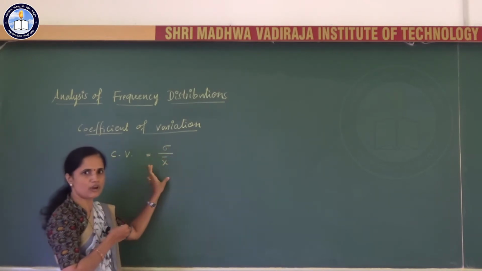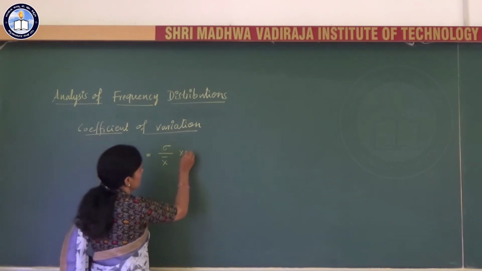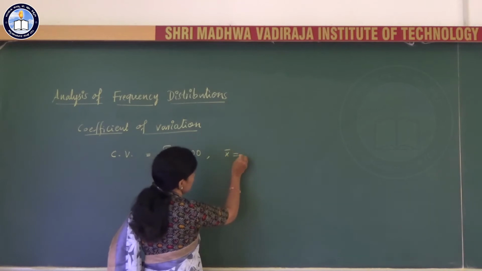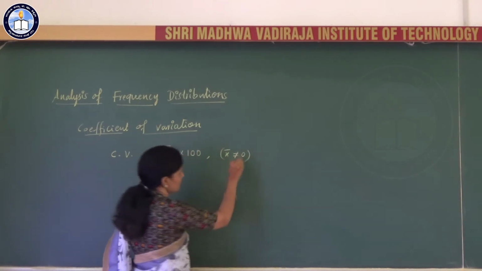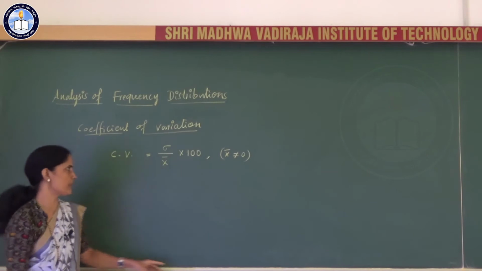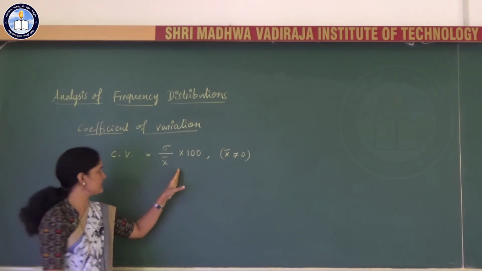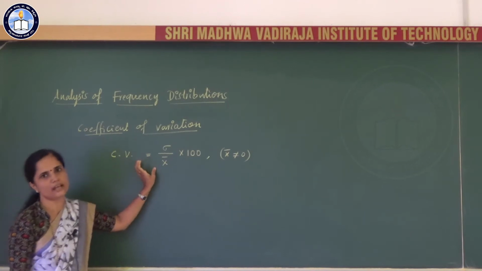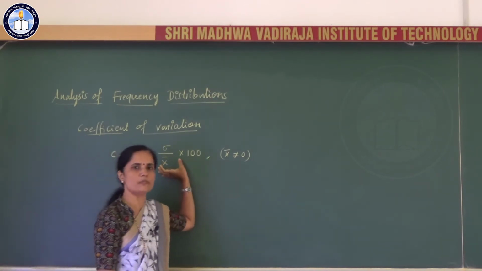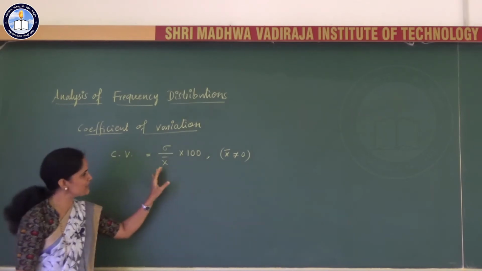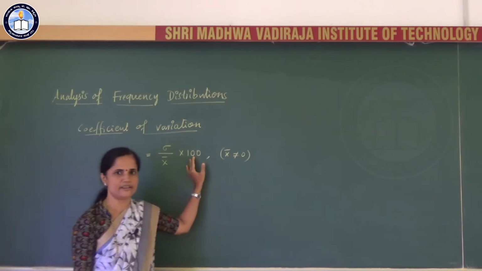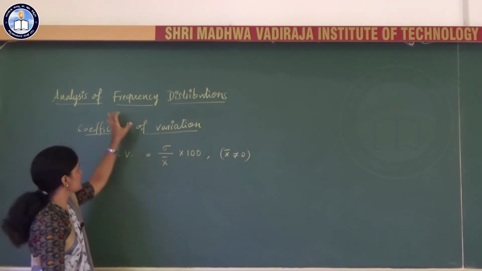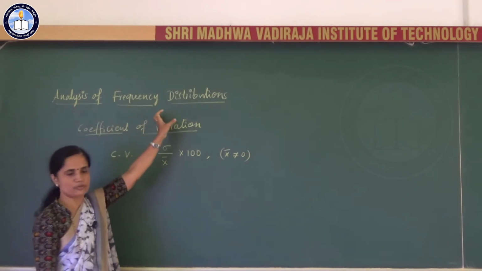We will get a small fraction here. Therefore, we will multiply it by 100. If we write the terms like this, you must know this condition: mean cannot be equal to 0. Therefore, the coefficient of variation of any series can be calculated by using the formula standard deviation divided by mean into 100. Okay. So, how to use this coefficient of variation in the analysis of the distributions?